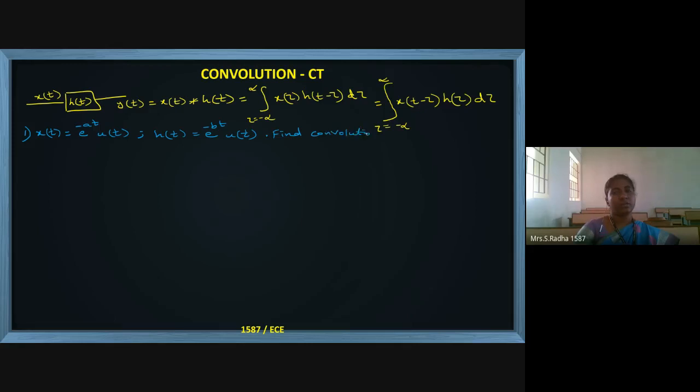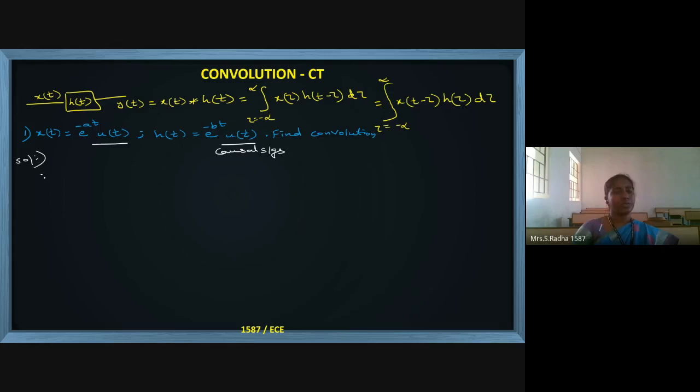And if you see, u of t is there in discrete time also, what we have done. If u of t is there, that says it is a causal signal or right-handed signal. Both the signals are causal or right-handed signals. Coming to the solution.